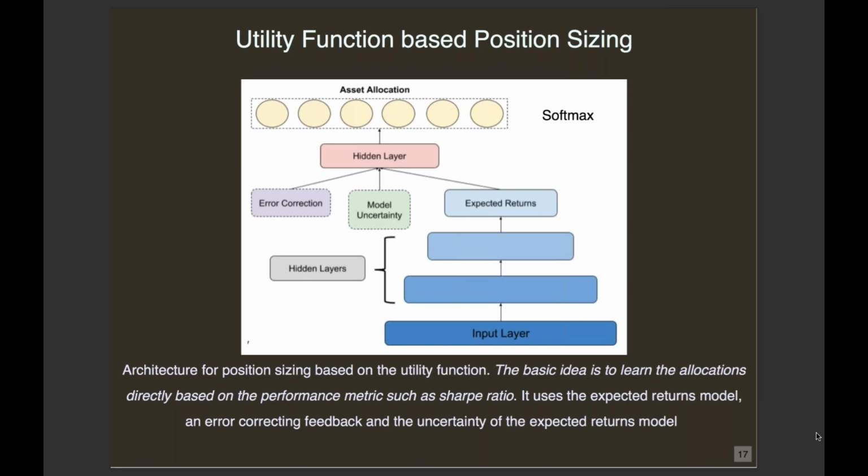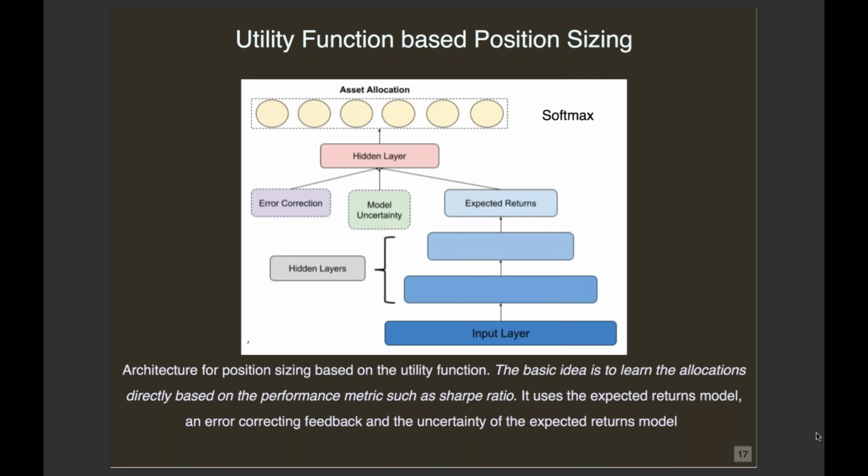This figure shows the final portfolio construction logic that we eventually used. So we had the expected returns model that we had computed earlier, and we patched that in here. The other two things that we add to our final position sizing logic are the model uncertainty that we compute from the expected returns model, plus an error correcting module which is computing the errors in our estimates in, let's say, the last 1 year of data.